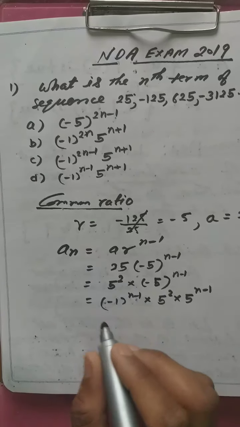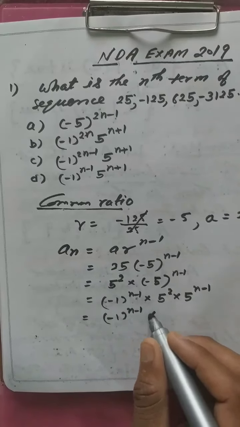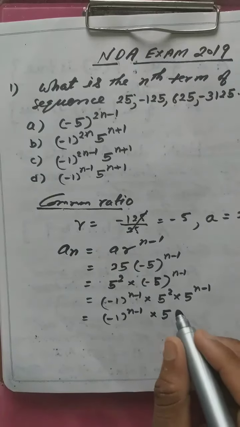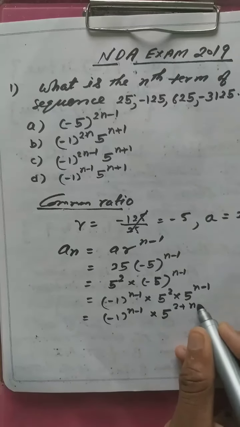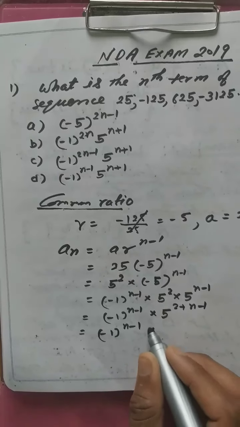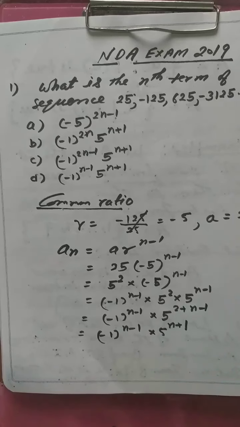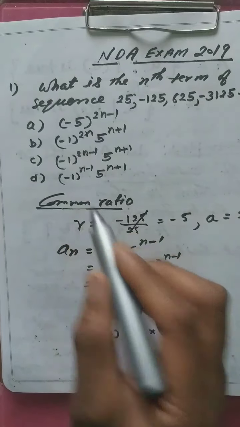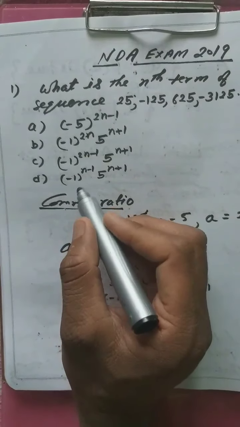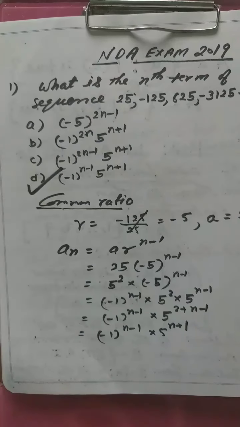Okay. Now, simplifying this: minus 1 to the power n minus 1 into 5 to the power 2 plus n minus 1 equals minus 1 to the power n minus 1 into 5 to the power n plus 1. Therefore, option D seems to be correct: minus 1 to the power n minus 1 into 5 to the power n plus 1. Hence, option D is correct.